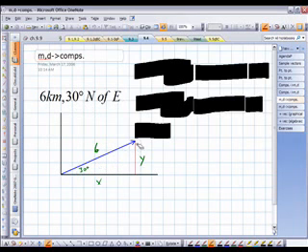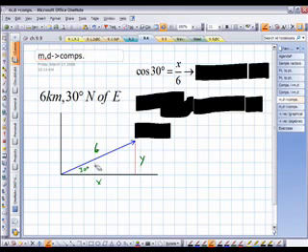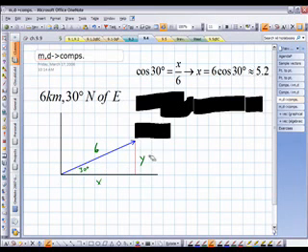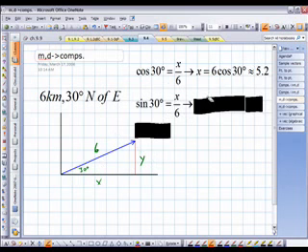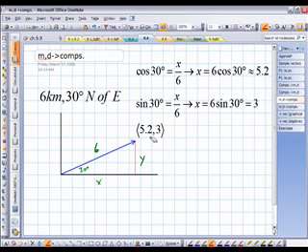Again, we draw down to get the triangle. The components are going to be given by the x and the y values of this triangle. And so we can use trigonometry to get those. This is an adjacent, this is a hypotenuse, so that's cosine. Multiply 6 to the other side, and you get about 5.2. Compared to this angle, y is an opposite, 6 is a hypotenuse, so that'll be sine. Multiply 6 to the other side, that comes out to 3. And so therefore, in component form, this vector, 6 kilometers, 30 degrees north of east, is actually 5.2 kilometers, 3 kilometers. So this is component form.